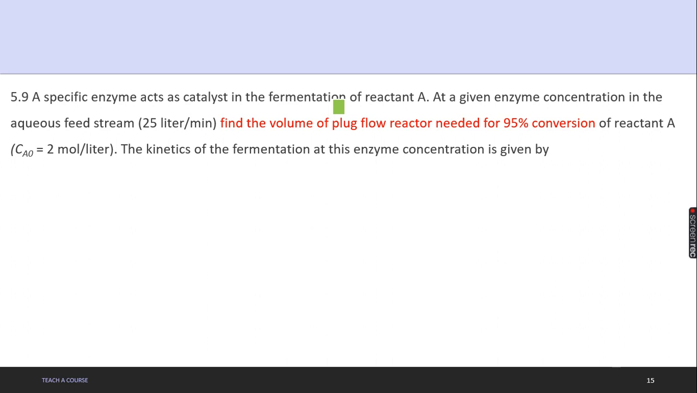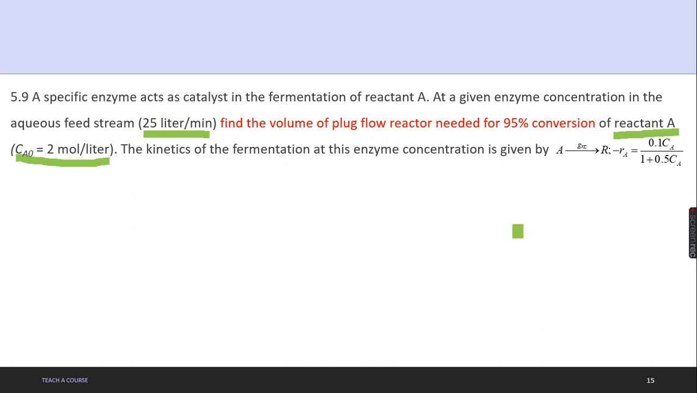At a given enzyme concentration in the aqueous feed stream, the volumetric flow rate is given already: 25 liters per minute. Find the volume of plug flow reactor needed for 95% conversion of reactant A. The concentration of reactant A is 2 mol per liter, and the kinetics of fermentation at this enzyme concentration is given by minus Ra equal to 0.1 Ca divided by 1 plus 0.5 Ca. So it is a typical enzymatic reaction, we know.